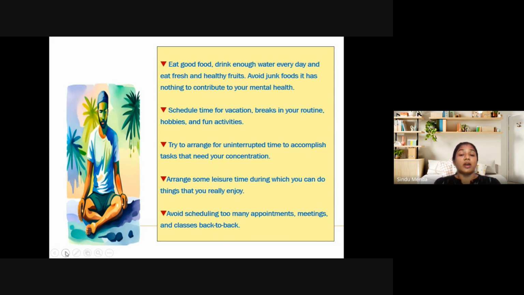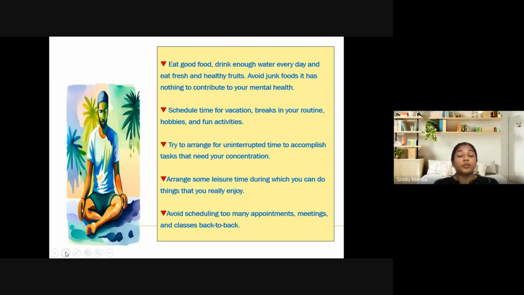Next one is arrange some leisure time during which you can do things that you really enjoy. Suppose you have some leisure time like Sundays or Saturdays or whatever it may be, you need to prioritize yourself with your lovable moments and lovable activities that you can enjoy from your daily routine. So that you have to do. Avoid scheduling too many appointments, meetings, and classes back to back. Suppose you have a number of tasks to do at that particular time.